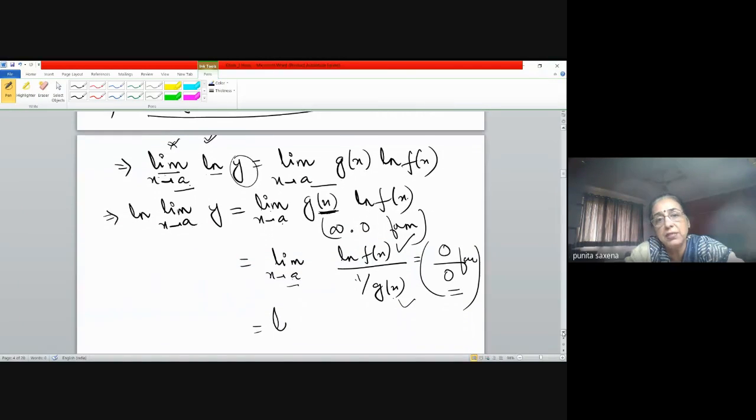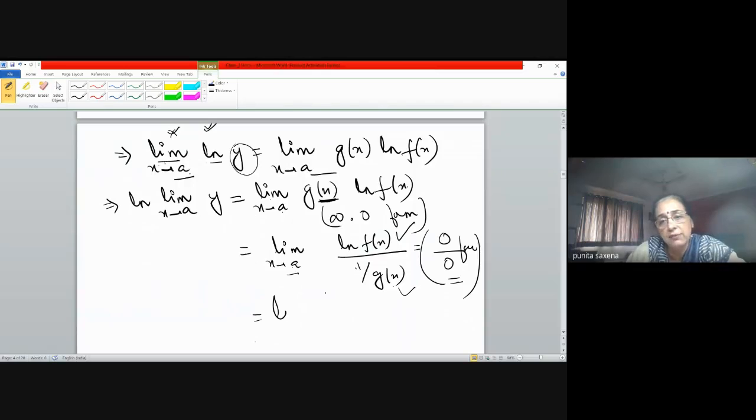So what happens is that this limit, after certain evaluation, will turn out to be some finite limit. Something will come; let's do an example and then it will be clearer to you. So it will be some finite limit, say L. But this L is the limit of what? Log of limit y. But what did we have to find the limit of?